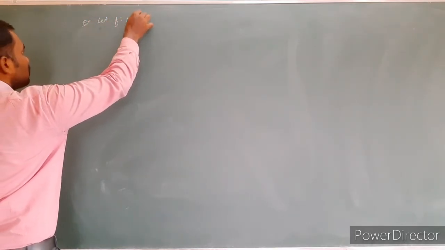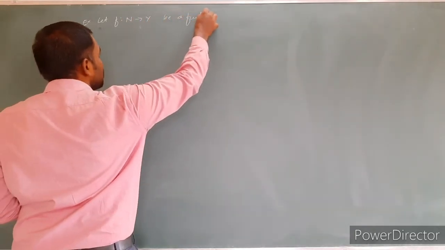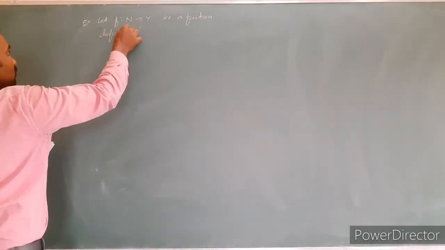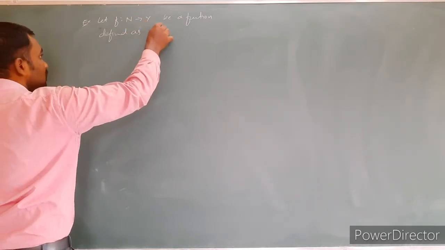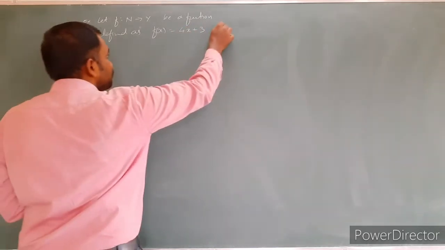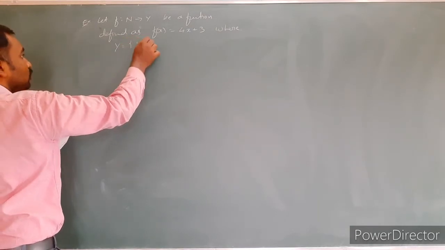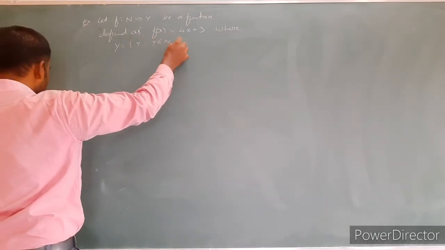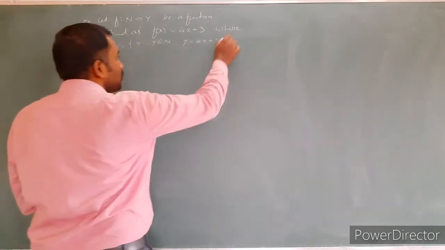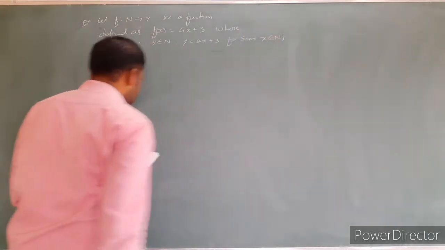Let f be a function from N into Y, defined as f of x equals 4x plus 3, where the set Y contains elements y, y is any natural number, and y equals 4x plus 3 for some x belonging to the natural number set N.